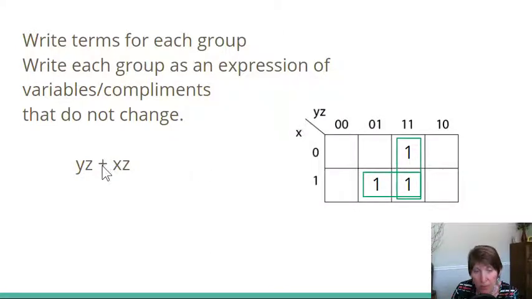And then we just put them together with an addition, right? So for each group, we actually use multiplication to put the variables together, and then between the groups, we use a plus operation.